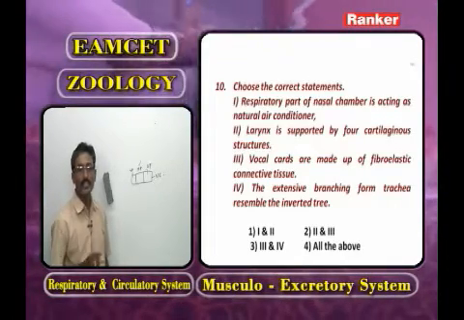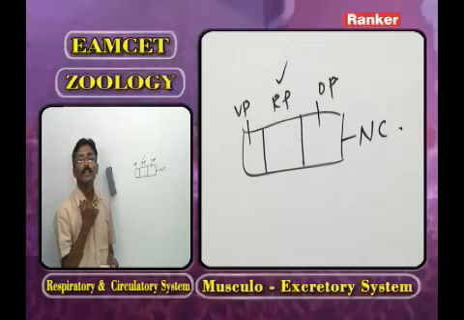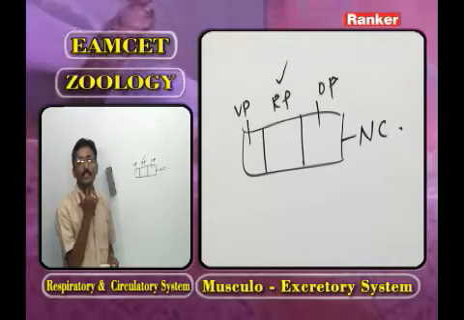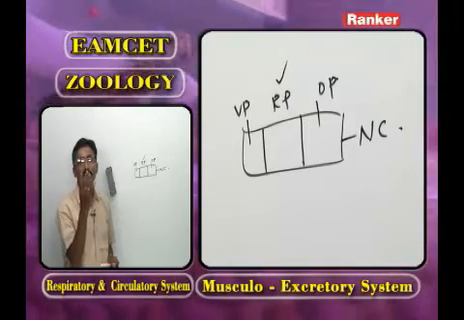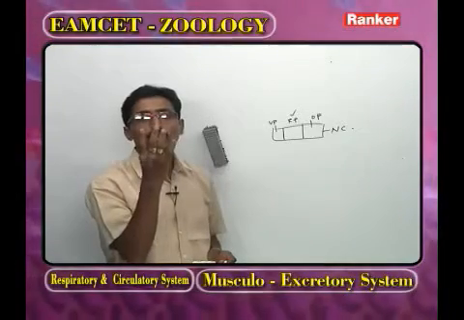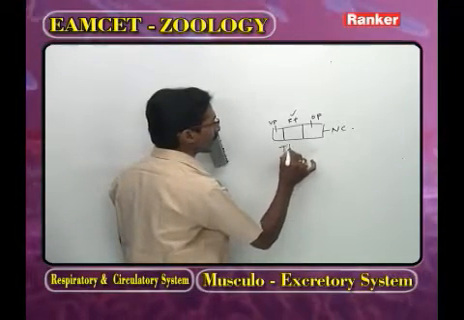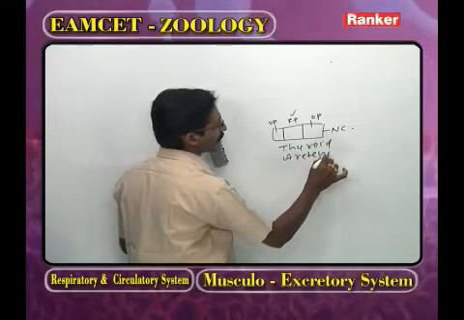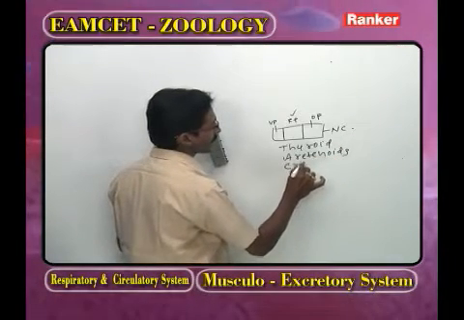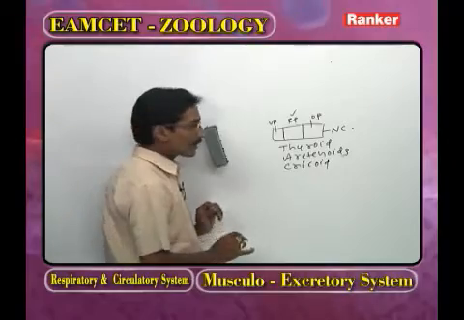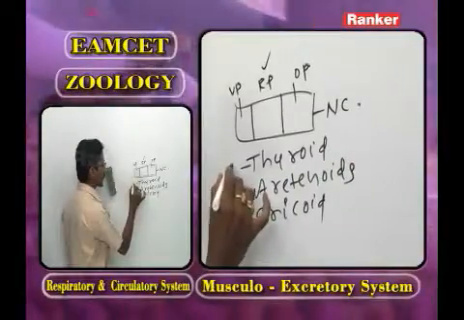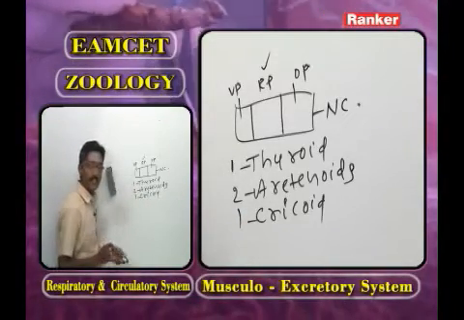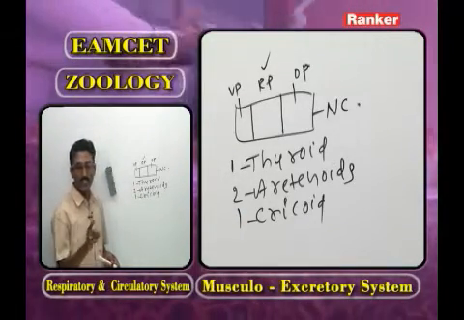Larynx supported by 4 cartilaginous structures. Now this part is trachea. At the anterior end of trachea, here what is present? The larynx. The larynx is called voice box. The larynx is made by how many cartilages? 4 cartilages. One cartilage we call it as the thyroid. The second one we call it as arytenoids. And the next one we call it as cricoid. Now students, you have to observe number of thyroid cartilages 1, arytenoids 2, cricoid 1. So larynx is made by how many cartilages? 4. So the second is correct.